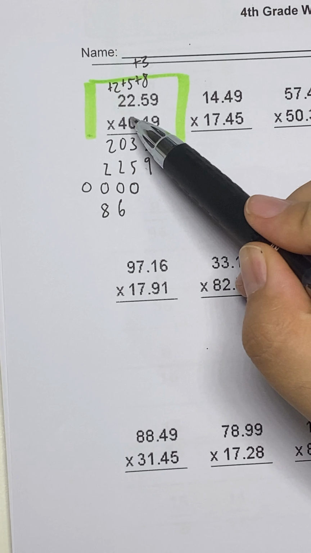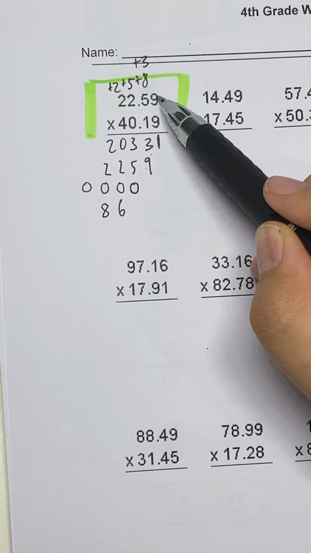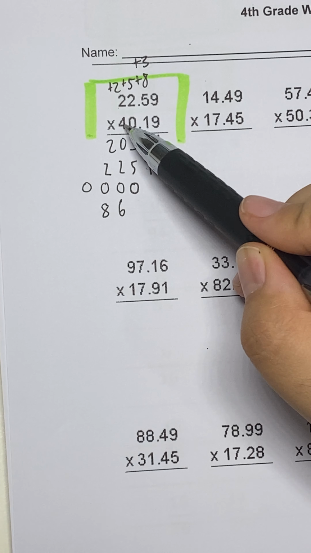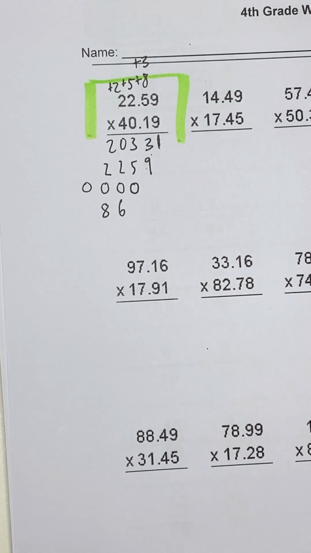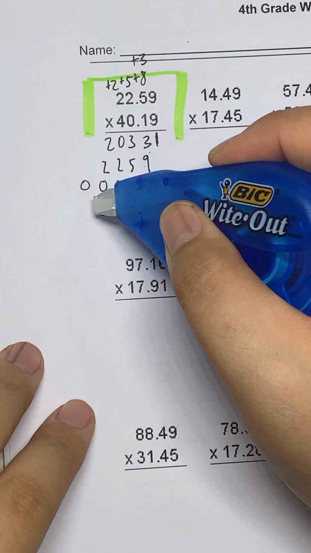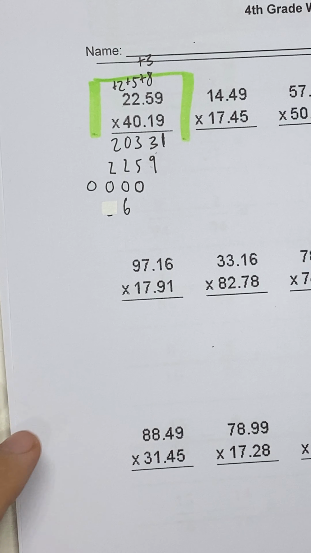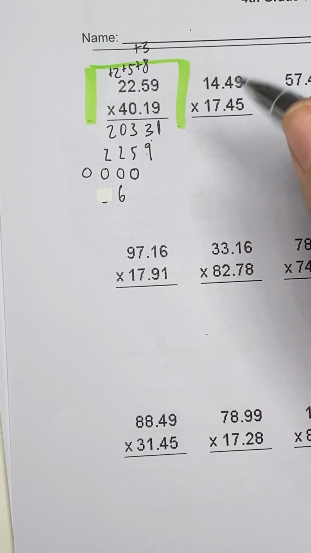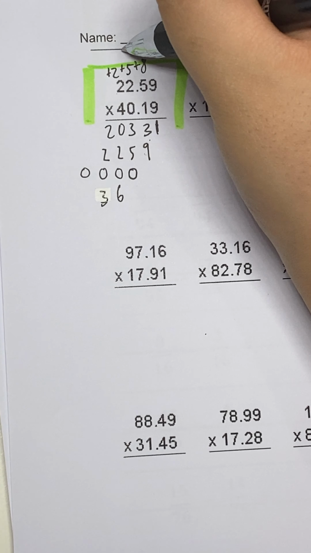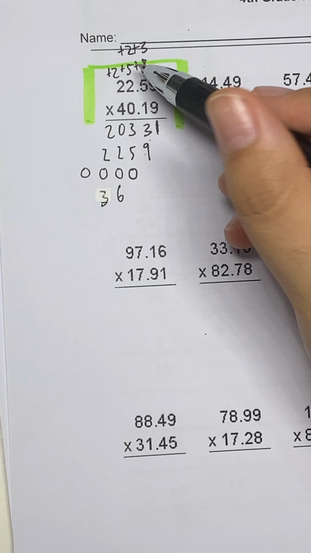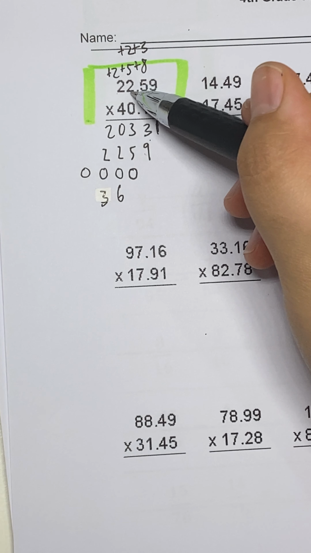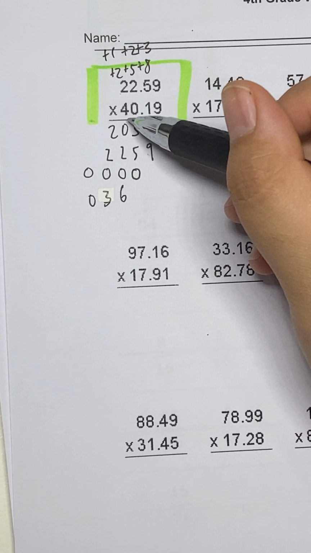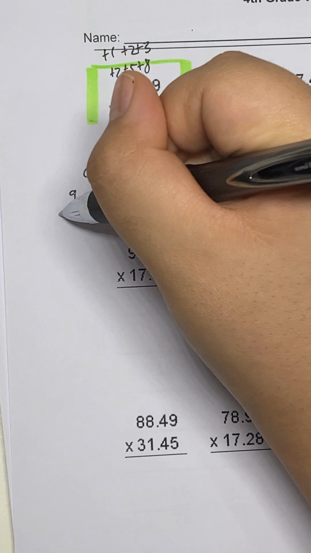Okay, so we were at 4. 4 times 9 is 36, so we carried the 3. Next, we're going to do 4 times 5 plus 3. Sorry about that. So when we do 4 times 5 is 20, plus 3 is 23. Carry the 2. 4 times 2 is 8, plus 2 is 10. Carry the 1. 4 times 2 is 8, plus 1 is 9.